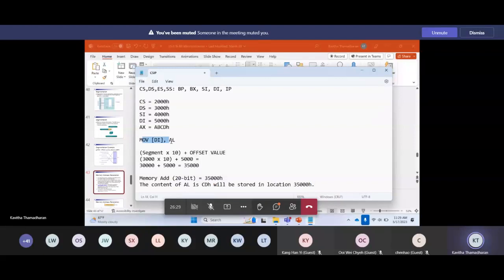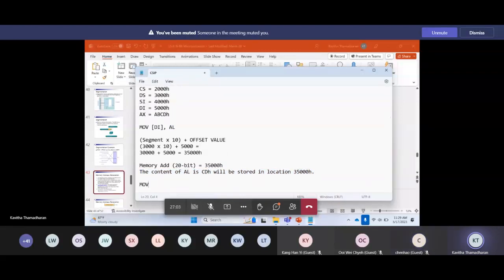If I give you a question like this, the idea here is to look for the 20-bit physical address. So how do you find a 20-bit physical address? You need to use this formula to calculate the physical address. And then once you get the physical address, you need to store what is being moved into the physical address. You need to give me the answer like this. Is that clear so far? Can I try another one with you guys? Okay, let's do another one.